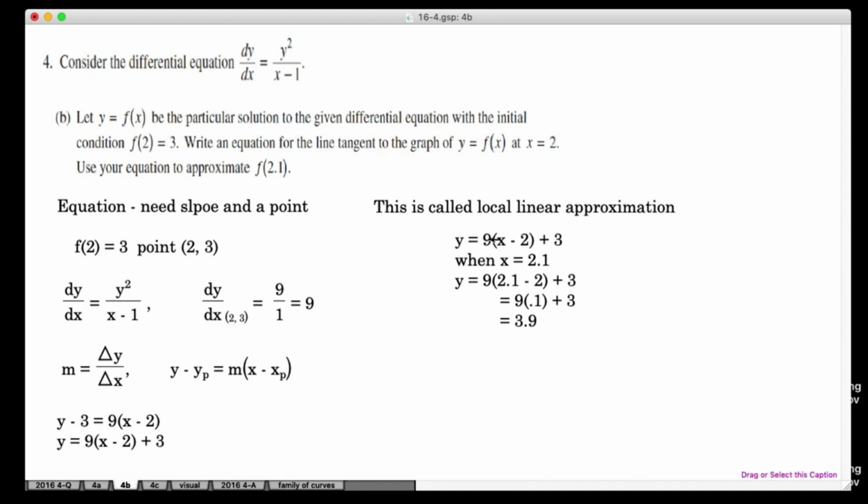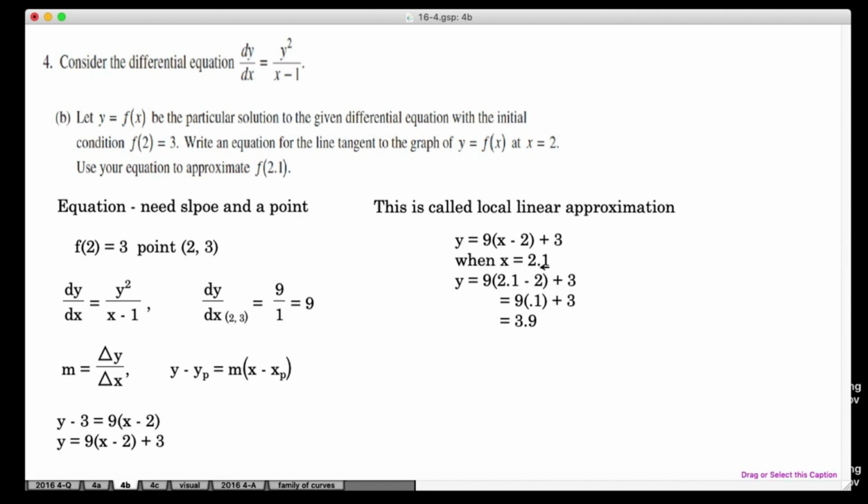Now it says approximate. Use this line to approximate f of 2.1. In other words, if I knew the function, I would plug 2.1 in. They want us to use this line to approximate it. This is called local linear approximation. Okay, and I'll show you a little bit about this later.